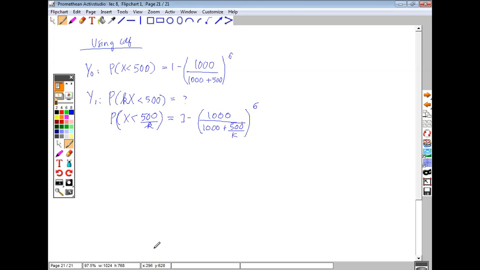So similarly, write it for year two. Okay, so forget about year two. Let us just first derive the distribution of year one. What is the distribution of year one?